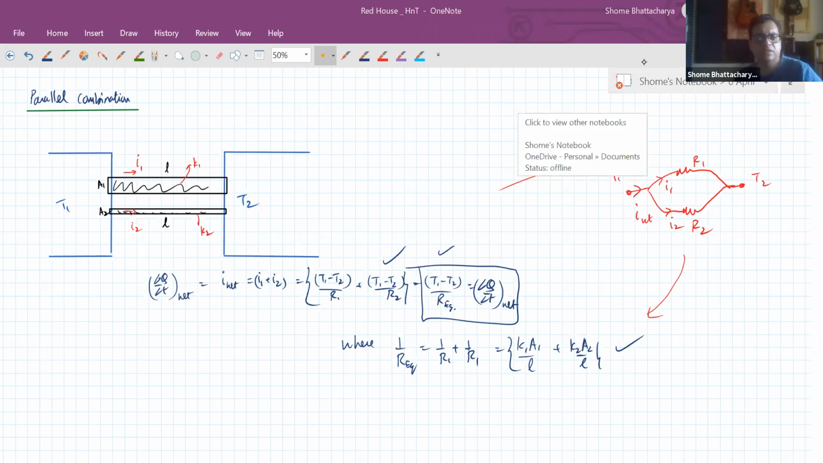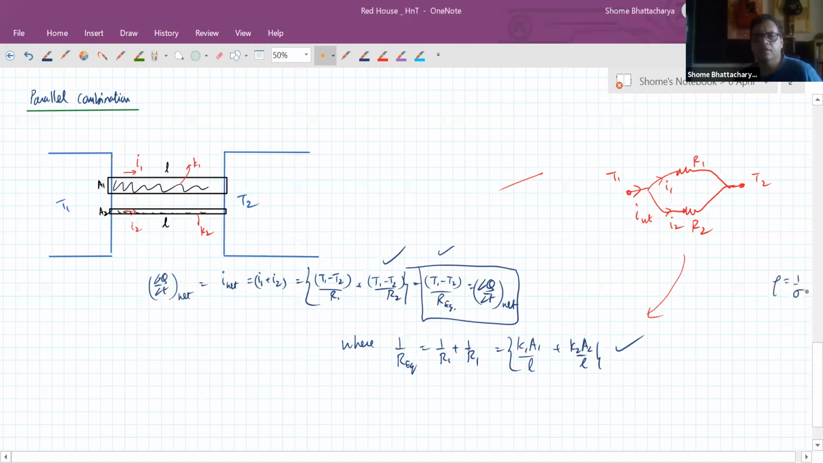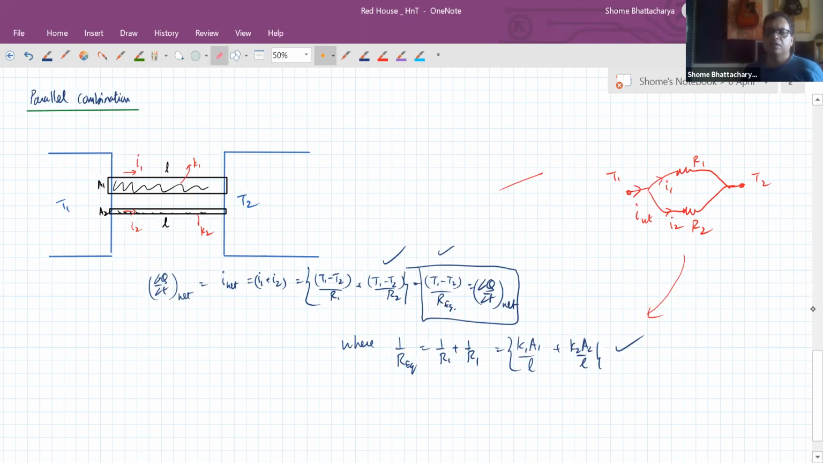K is this thing, it's thermal conductivity. So the electrical resistivity is the inverse of electrical conductivity. It's 1 by sigma. But this sigma over here is electrical conductivity, whereas K over here is thermal conductivity. So there are two different material properties. One is to do with how the metal or heat conductor conducts heat, and the other is to do with how the metal or electrical conductor conducts electricity under voltage difference.